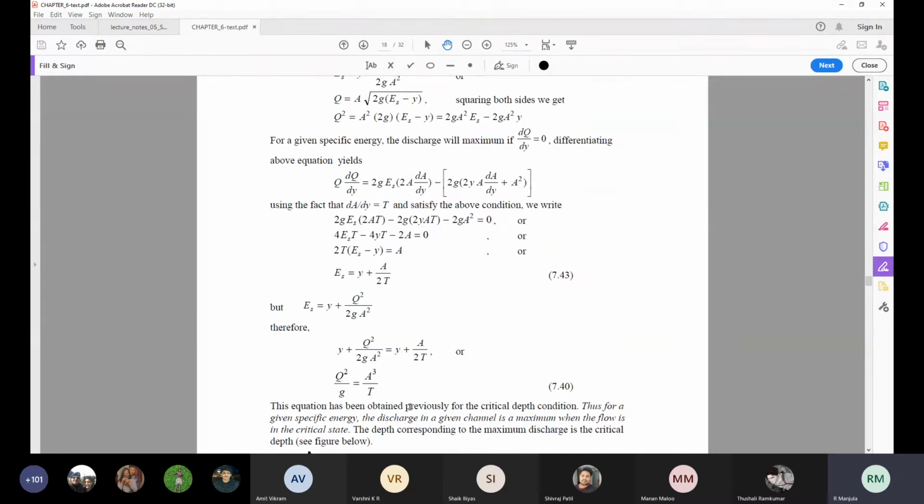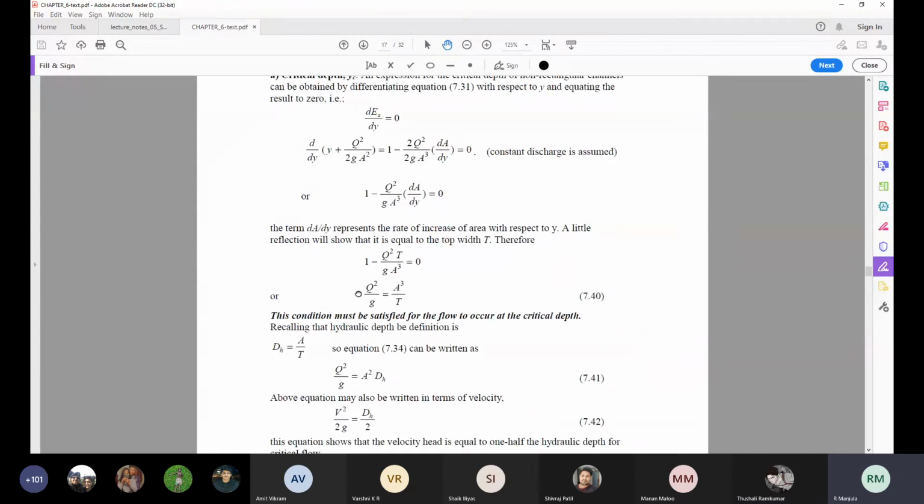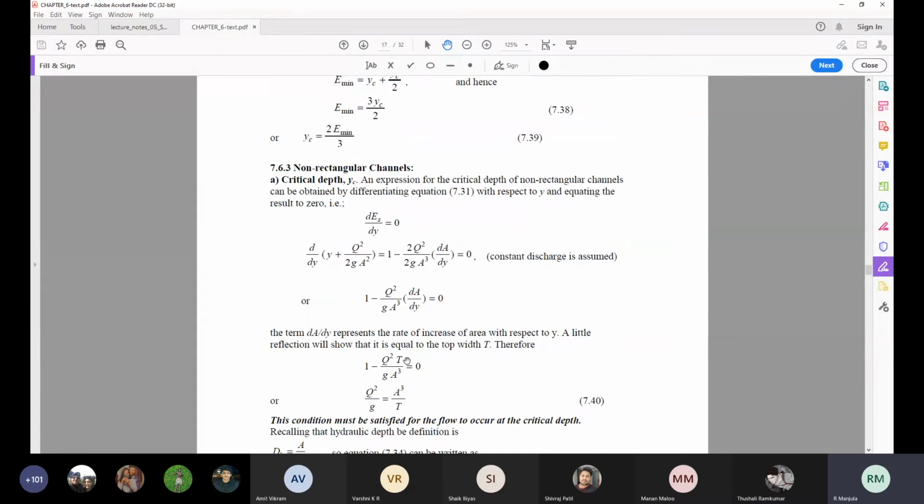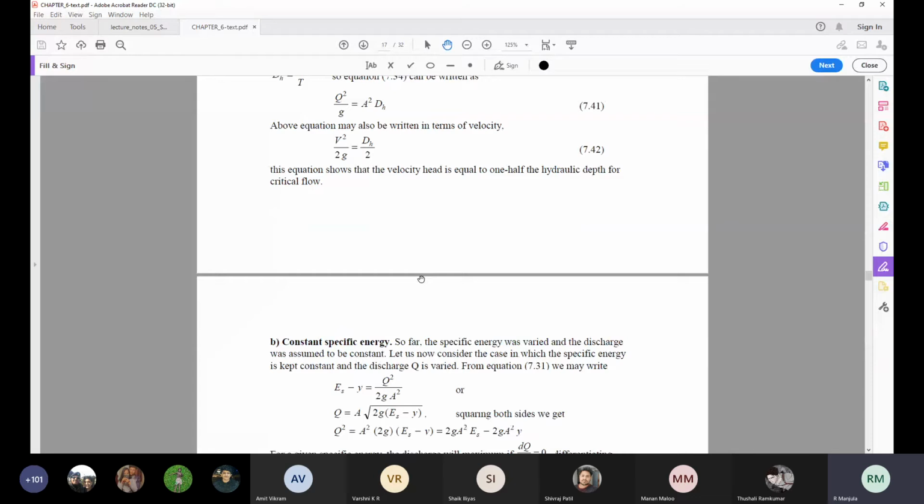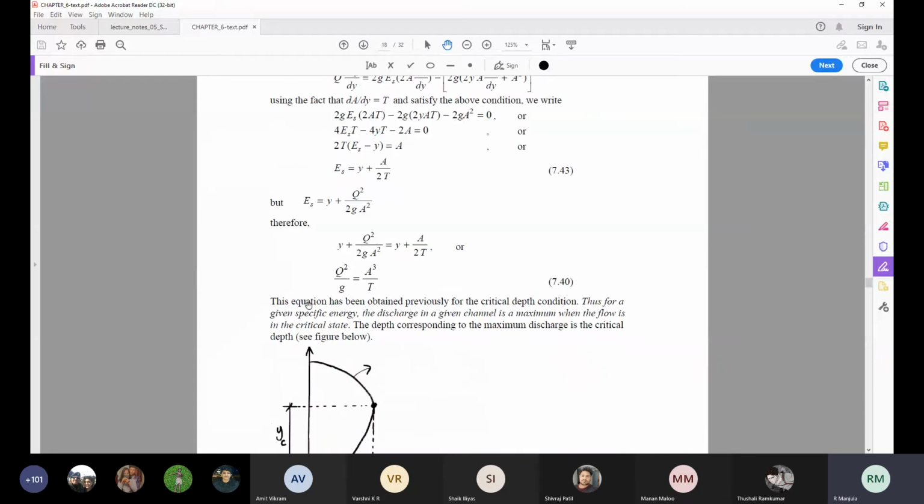I think this equation we have already obtained for the critical condition, where we obtained Q square by g is equal to A cube by T. This is the condition we obtained for critical flow for a non-rectangular channel. Hence the same equation we obtained here.